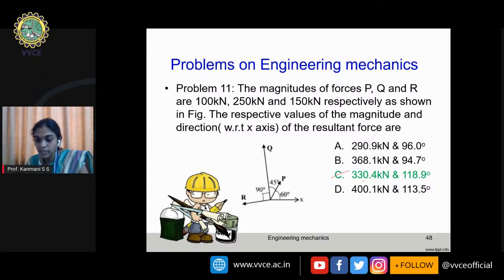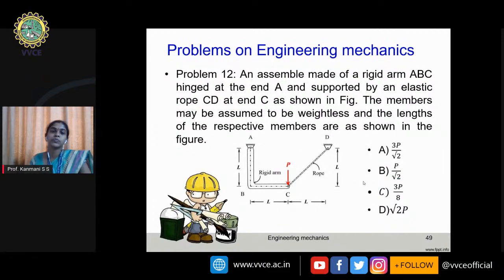And I'll take a last problem. We are left with the last 3 minutes. I'll take a last problem. This is also given in the mock GATE exam.